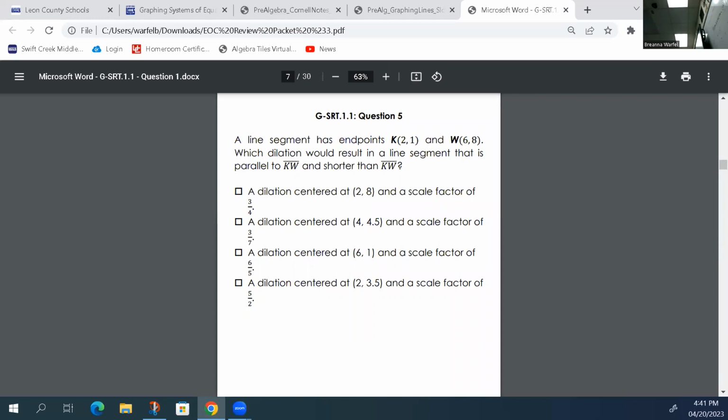However, think about what's going to make it parallel and shorter. So the dilation has to be shorter than the original one. The only way that you make things smaller is by a scale factor less than 1. So that should really eliminate some of these answer choices.